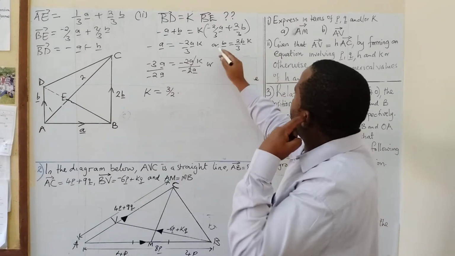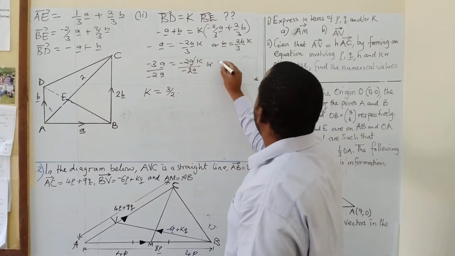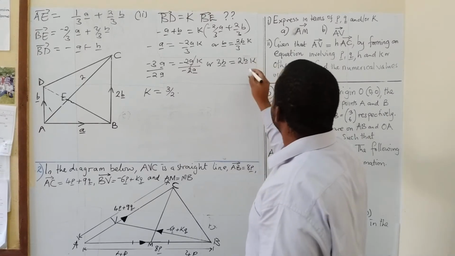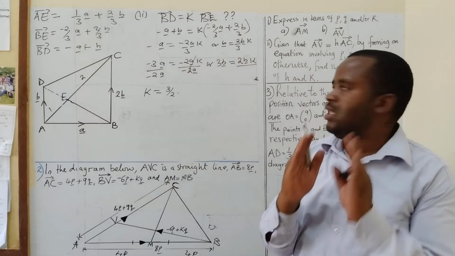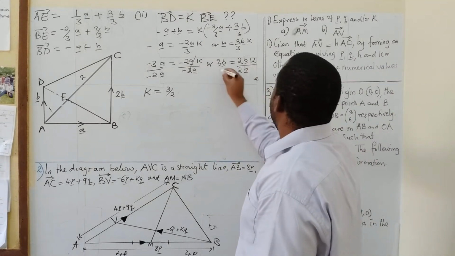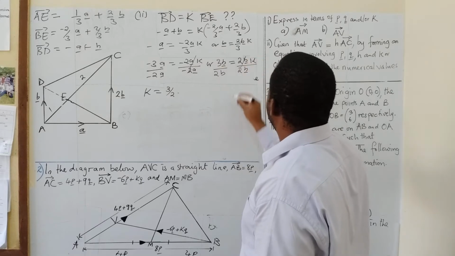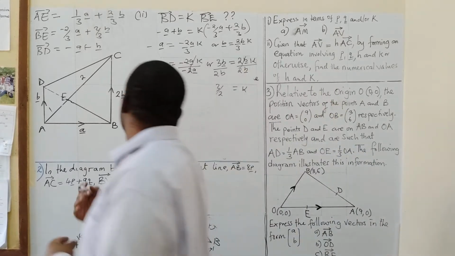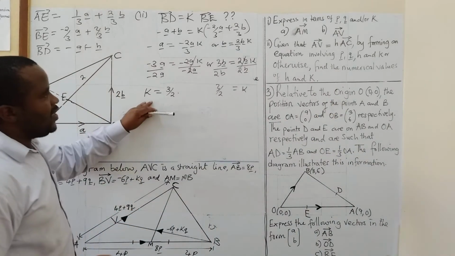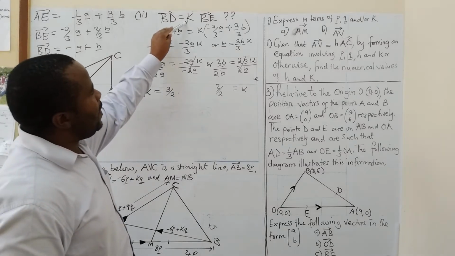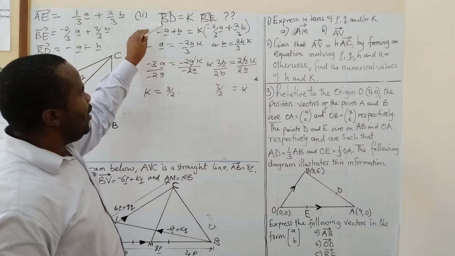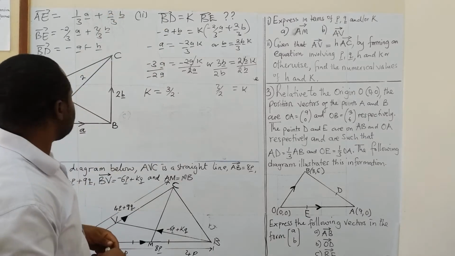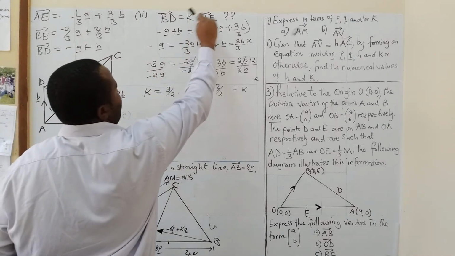You can try this one. When you multiply this side and that side by 3, you have 3b is equal to 2bk. Because your interest is to get the constant k, you divide by 2b, and here you divide by 2b. So we have k that is equal to 3 over 2. So we have the same, and we have a constant, meaning that we have a scalar that we can use to multiply with BE to produce BD.